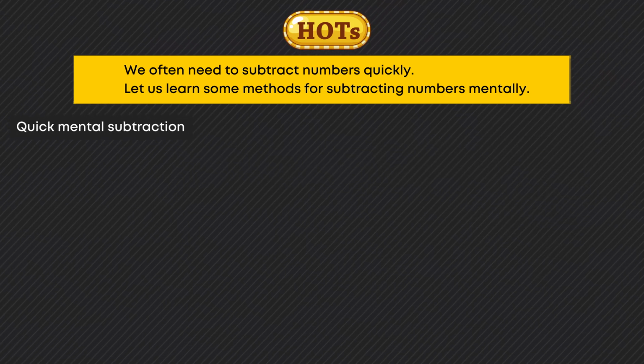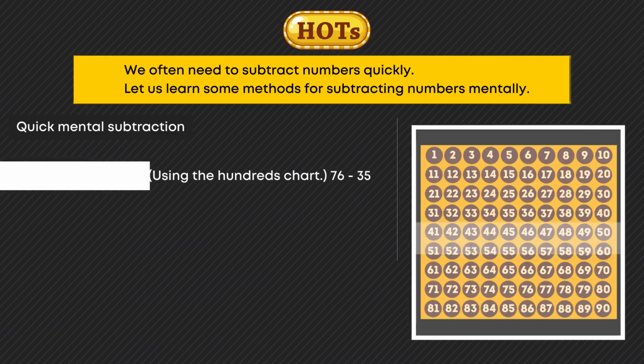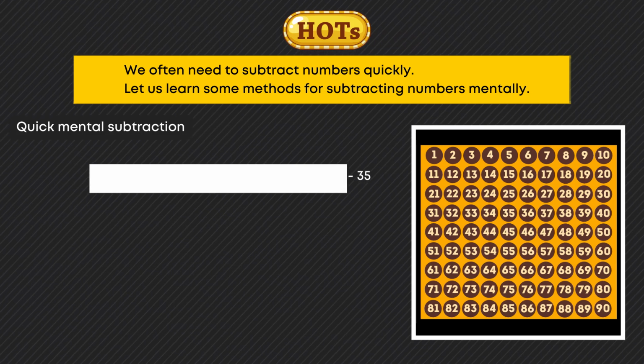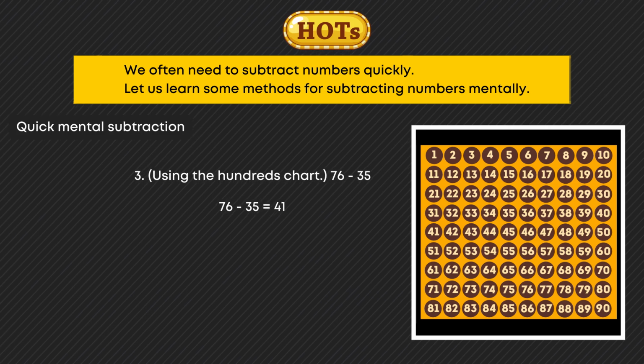Quick mental subtraction. 3. Using the hundreds chart. 76 minus 35 is equal to 41.